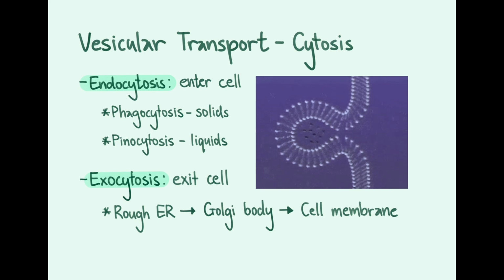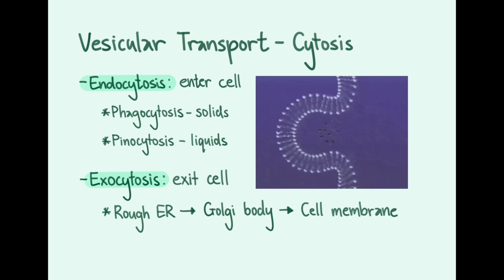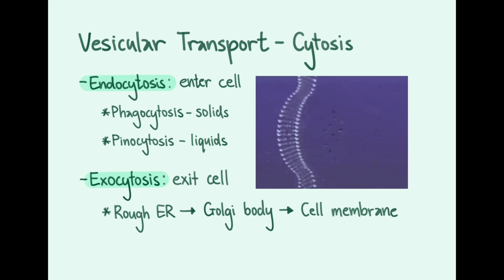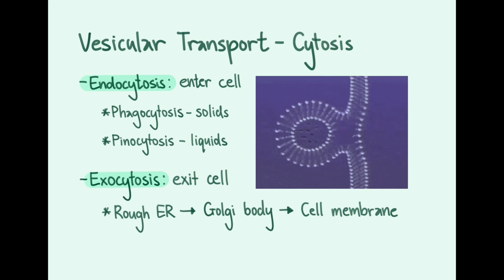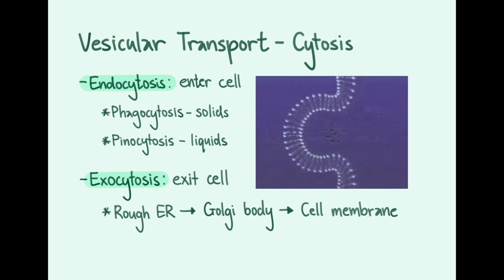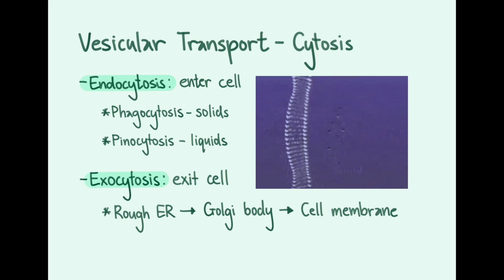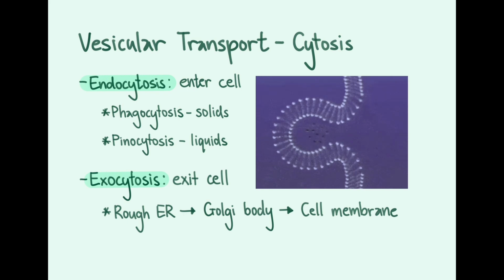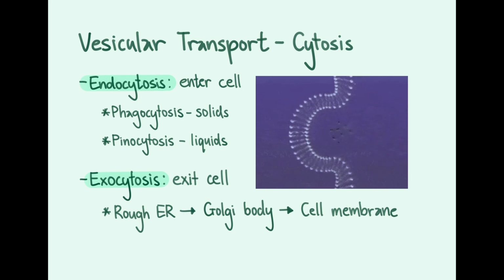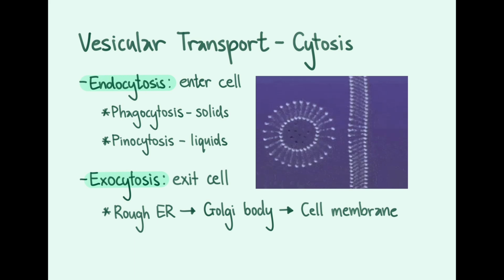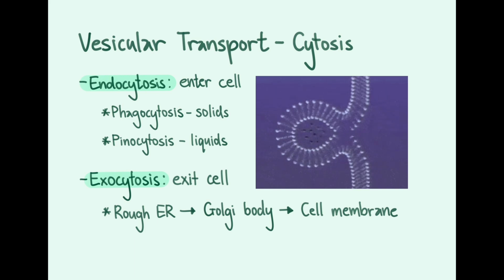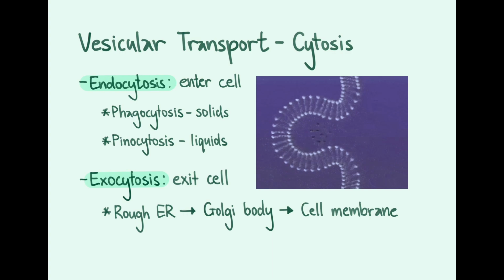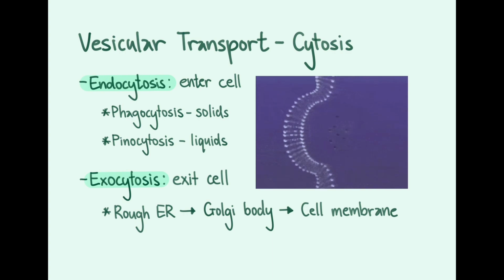Endocytosis is when materials enter the cell through being internalized within the vesicle formed from the cell membrane. Examples of this are phagocytosis, which is the ingestion of solid substances, and pinocytosis, which is the ingestion of liquid substances. Lastly, exocytosis is when materials exit the cell through vesicular transport. Vesicles are usually created in the rough ER, repackaged in the Golgi body, then sent to exit the cell membrane.